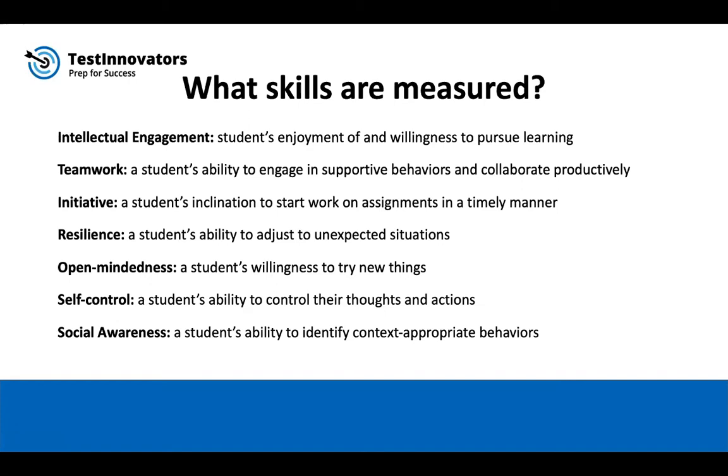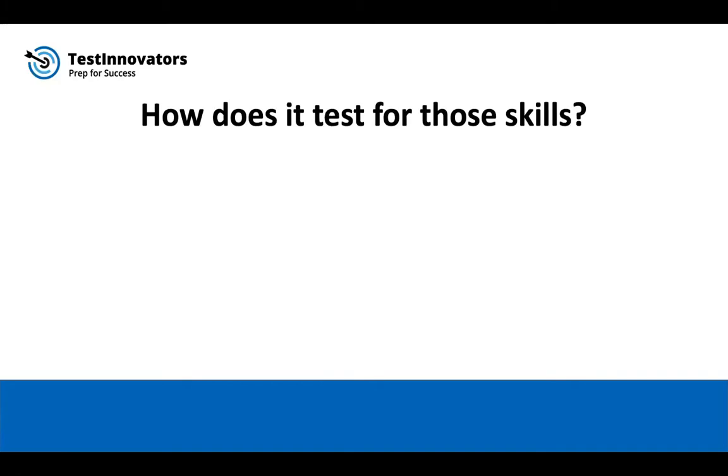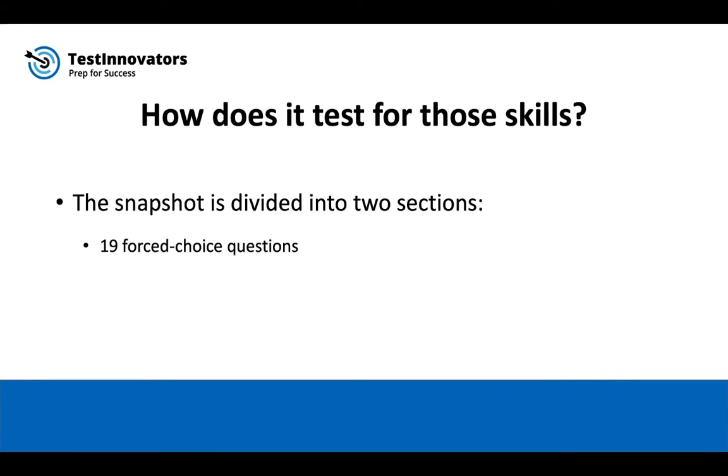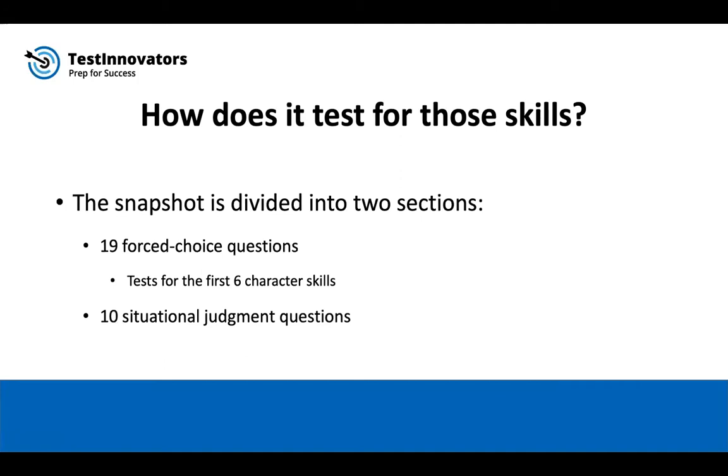I'll tell you about that in a second, but these first 6 are essentially grouped together. Everything from intellectual engagement through self-control and social awareness is tested or assessed in a slightly different way, because the snapshot has 2 different types of questions. The first set are called forced choice questions. There are 19 of those, and they test for those first 6 character skills. Then there are 10 situational judgment questions, designed to measure social awareness.